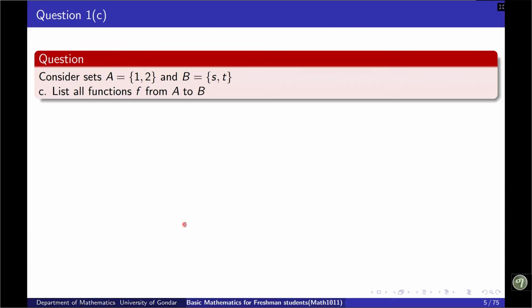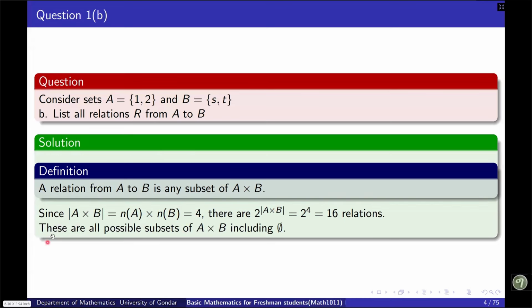Therefore, we have these possible subsets of A cross B, including the empty set, because the empty set is also a subset of any set.